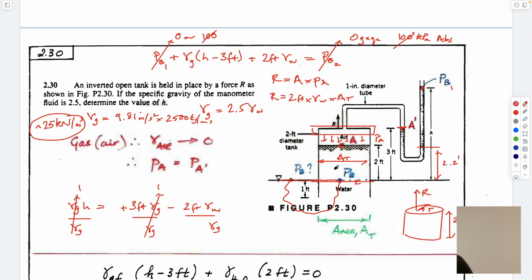How did you develop the relationship between gamma G and gamma W? Standard result. The definition of specific gravity is what you multiply the density of water by to get the density. So the density of a fluid is equal to specific gravity times density of water. This is always 1,000 kilograms per cubic meter. Standard result. So the specific gravity of mercury would be 13.6, right?